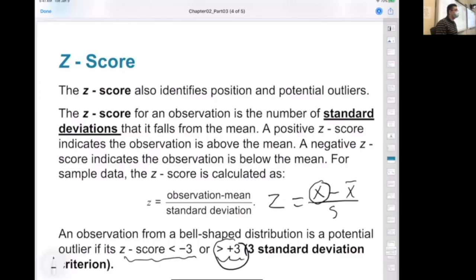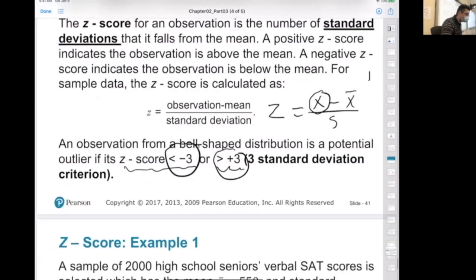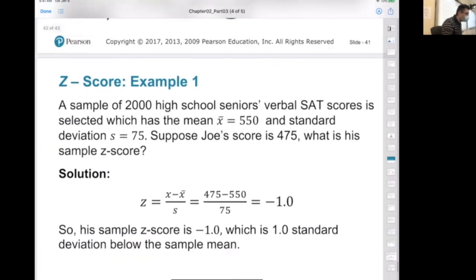Another example, suppose we have z equal to -5.1. So it's less than -3. So in this case, we consider the value of X for this z-score as an outlier, okay? So this is another way of detecting outliers from the data. Okay, so we have this example.